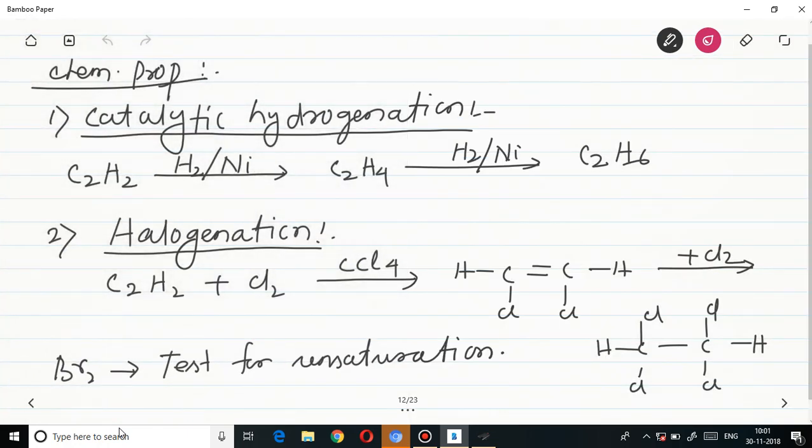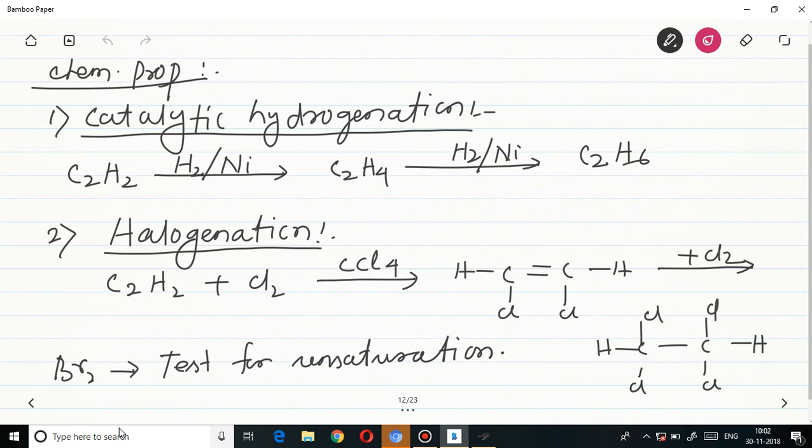Now the chemical properties. In chemical properties, the first reaction is catalytic hydrogenation. The same reaction that we did in alkene, but here the reaction will be in two steps. In the first step, the triple bond will be broken to a double bond. In the second step, the double bond will be broken to a single bond. So C2H2 reacting with H2/Ni at 300 degrees centigrade will give C2H4, and C2H4 when reacted in the presence of H2/Ni will give C2H6.